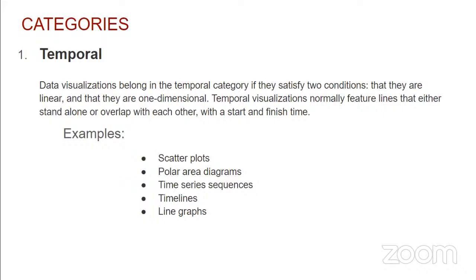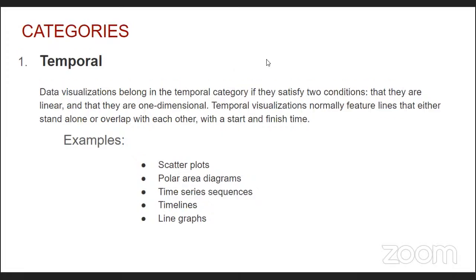So temporal is a visualization that highlights a temporary phenomenon. What I mean by temporary is it has a start and a finish line, and it's a one-dimensional thing. It's not more than one-dimensional. It's not two-dimensional. It's not three-dimensional. It's one-dimensional, and it has a start and a finish. We are going to look at the examples for each of them.